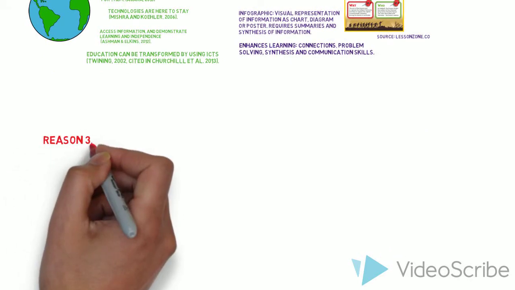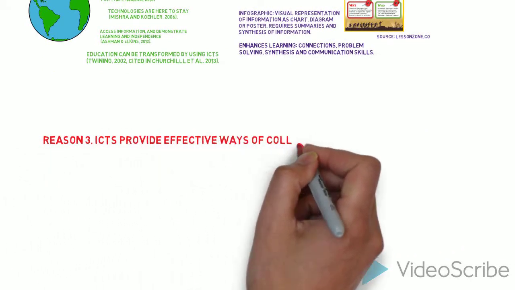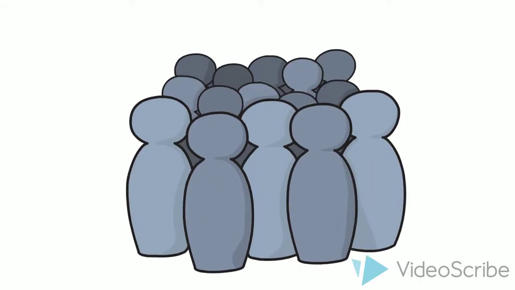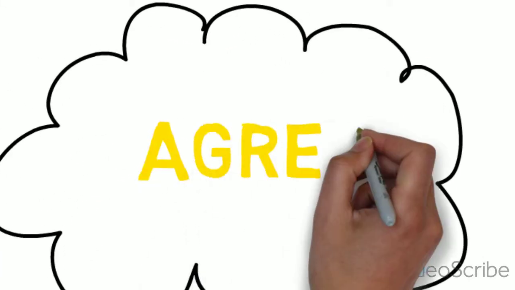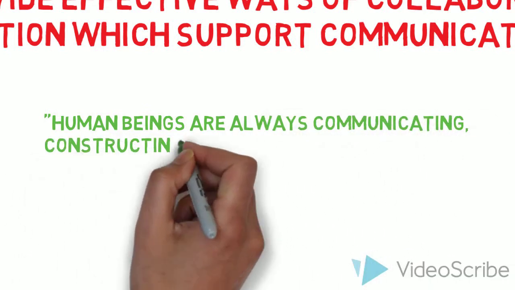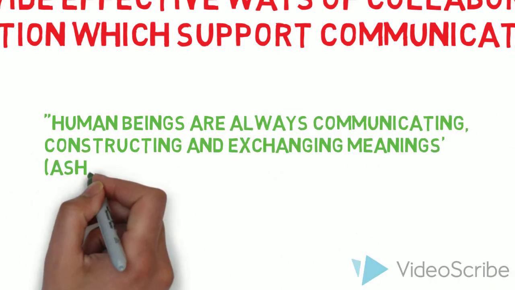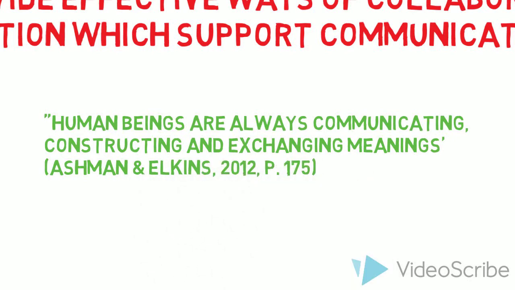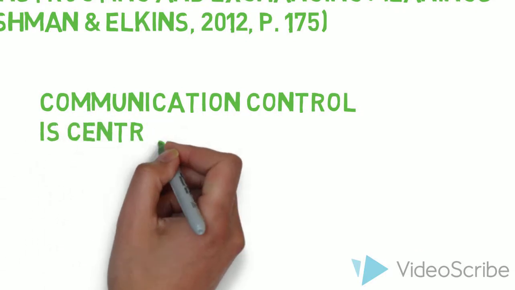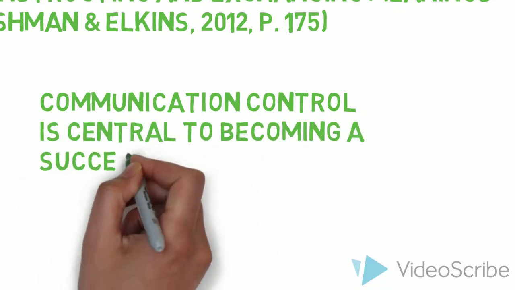The third reason for using ICTs is because they provide effective ways of collaborating, sharing and exchanging information and support students' communication skills. Ashman and Elkins state that human beings are always communicating, constructing and exchanging meanings. Furthermore, we seem driven to communicate and control over language is central to becoming a successful 21st century citizen. Technologies give us this control.